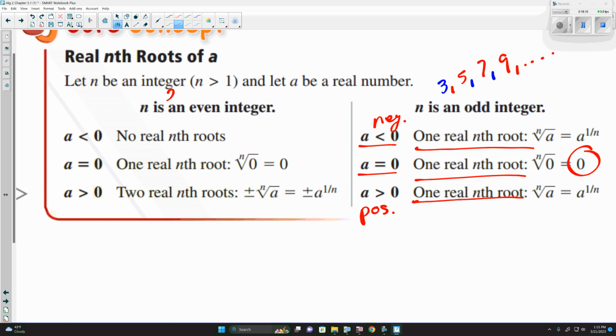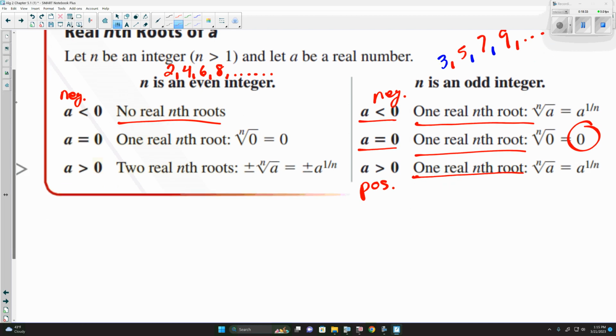Now, the other case is the even integers, 2, 4, 6, 8, going on. And if we take the even root of a negative number, we have no real nth roots, because this is where our i came in, these imaginary numbers. So I can't take the even root of a negative number and get a real root or a real solution out. Now, if we take the even root of 0, we have one real root, and it is 0. In both cases, no matter how many roots we take of 0, we still get 0.